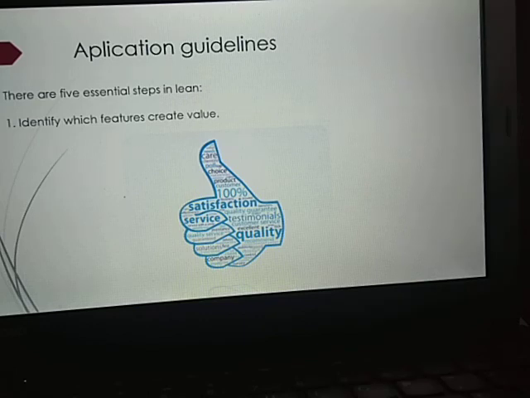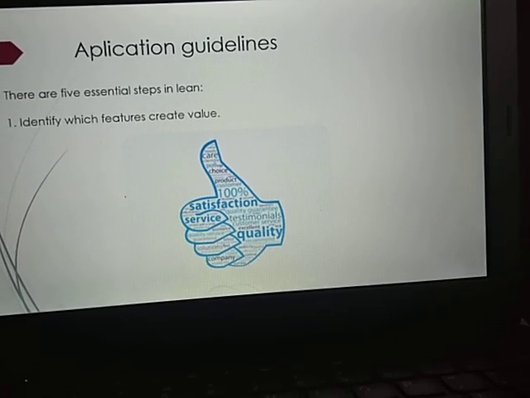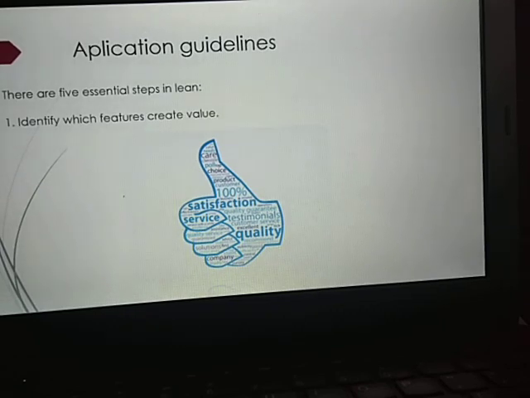Application guidelines. There are five essential steps in Lean. Identify which features create value. The determination of which features create value in the product is made from the internal and external customer standpoints. Value is expressed in terms of how a specific product meets the customer's needs at a specific price at a specific time. A specific product or service is evaluated on which features add value.